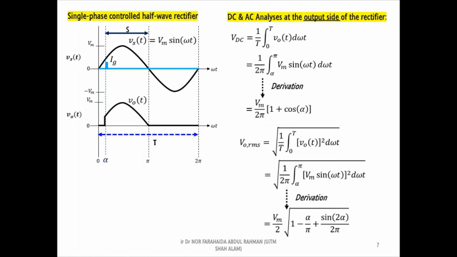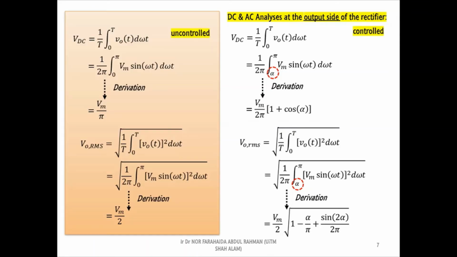As we can see, the integral range has changed the starting angle from 0 to alpha. Next, let's compare these voltage equations to the voltage equation of uncontrolled rectifier. From both equations, we can see that the firing angle has caused the average and RMS output voltages of the control rectifiers lower than the uncontrolled rectifier.